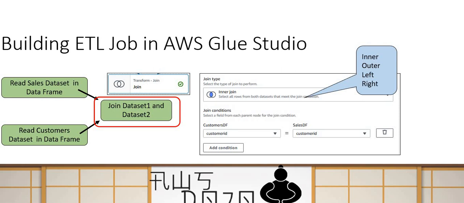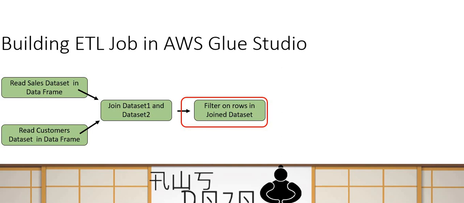But that third data set might not be the final data set for you based on your business requirements, so you might want to perform more transformations. Like in this example, we want to filter on rows in the joined data set. And in this example, I said that I am interested in only those customer sales where the sales value is more than 9K. So if you want to filter on rows, then you can use another out-of-the-box transformation.